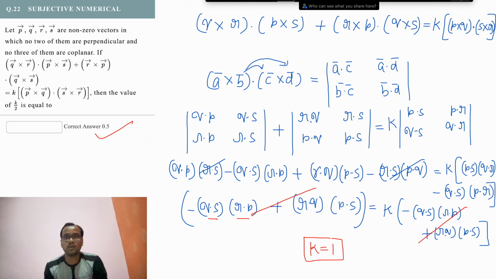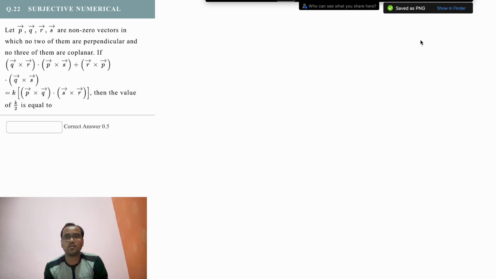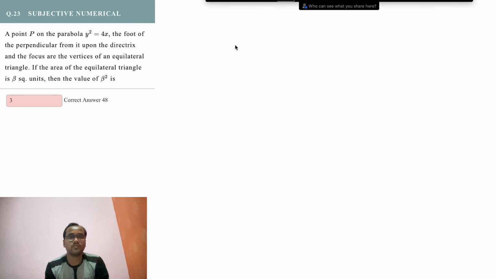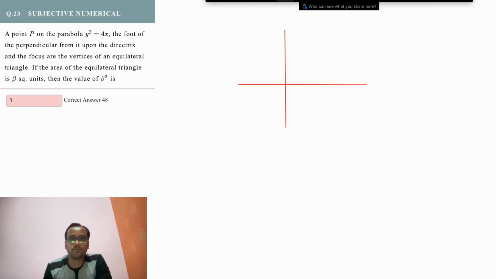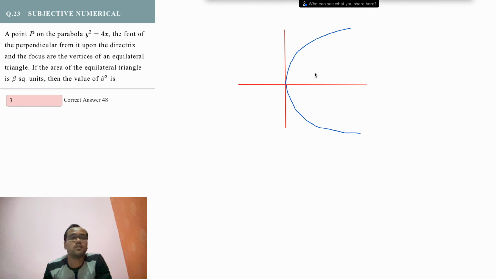Fine. I hope this should be clear to everyone. Now let's come to the next question, 23. In this question, a point P is on the parabola y square equal to 4x. So the parabola y square equal to 4x will be in this way. Let's say this is the parabola y square equal to 4x.